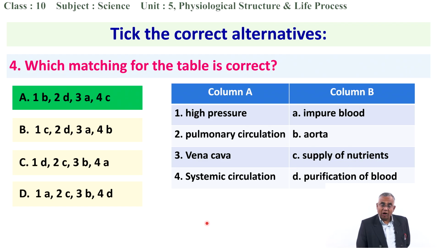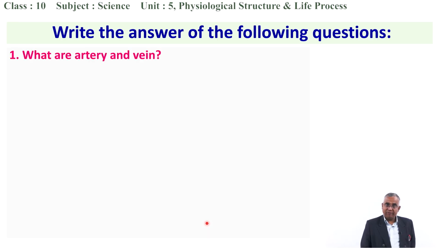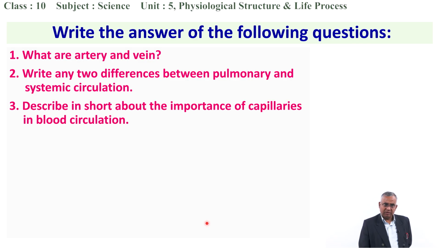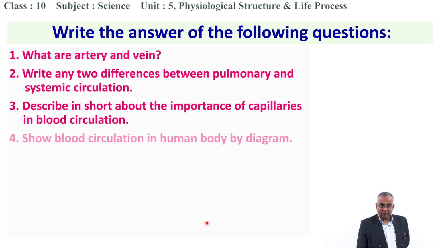Okay, students. Now we have some questions which you have to copy and write your answers to later and show to your teachers. What are artery and vein? Just define. Write any two differences between pulmonary and systemic circulation. Describe in short the importance of capillaries in blood circulation. So the role of capillaries in distribution of required materials to the tissues and the collection of unnecessary materials from there. These things you have to explain, the mechanism.